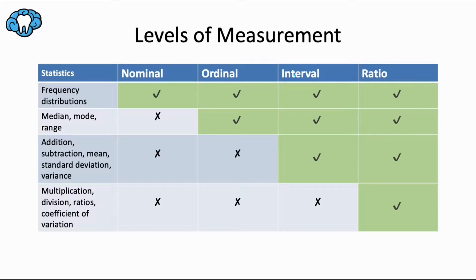If you're using interval variables, now all of a sudden you can also do some addition, subtraction, calculate the mean, the standard deviation, and the variance of that data. And lastly, if you're utilizing ratio variables, then you can do all of these things, plus you can use multiplication and division, and you can calculate ratios and the coefficient of variation. We'll be talking about these statistics in detail later in the series.